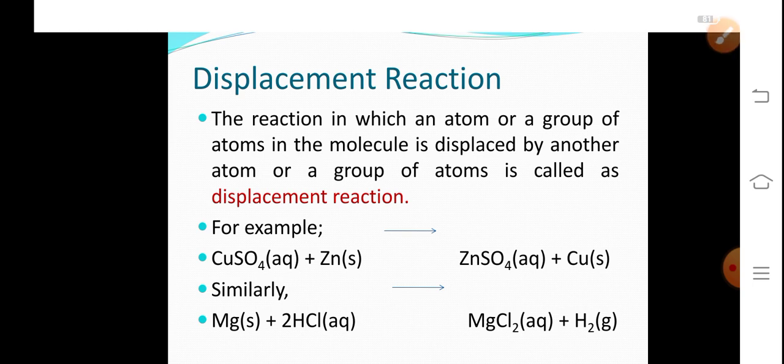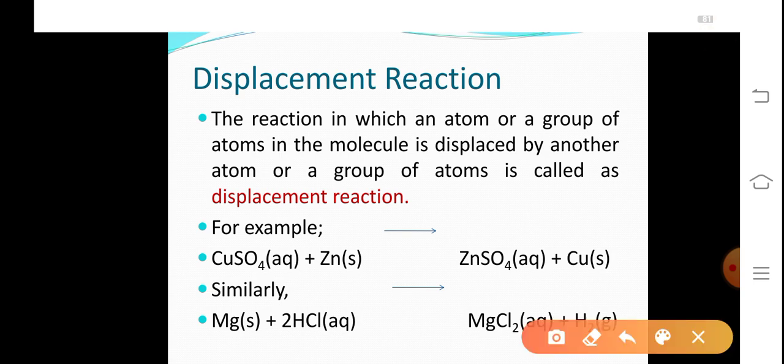So here in displacement reaction, you will have to learn more about the activity series. In activity series, you know that the metals are arranged on the basis of their reactivity. So by knowing that, you can easily understand how and why one metal replaces the other metal. Here in this particular reaction, we know that zinc is much more reactive as compared to copper. So zinc can easily displace copper from its solution.